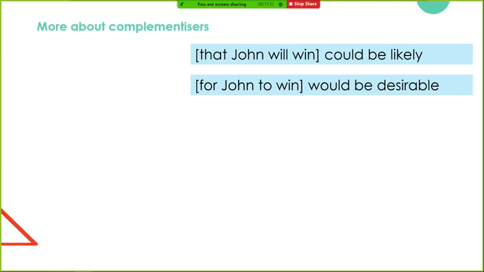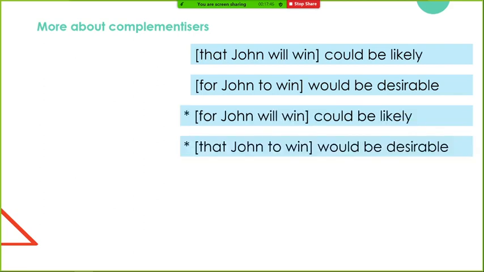However, it isn't the fact that you can easily interchange these things. In fact, wherever you can get a that, you can't get a for, and wherever you can get a for, you can't get a that. So if you tried to replace the word that with for, you would get an ungrammatical for John will win could be likely. And if you did the same, replacing for with that, you'd also get an equally ungrammatical that John to win would be desirable. So it seems as though that and for are not interchangeable.